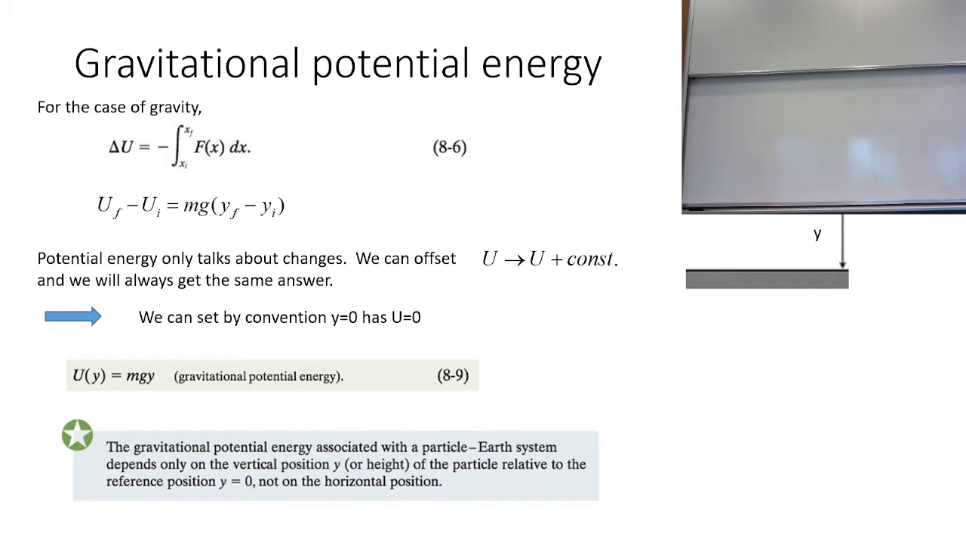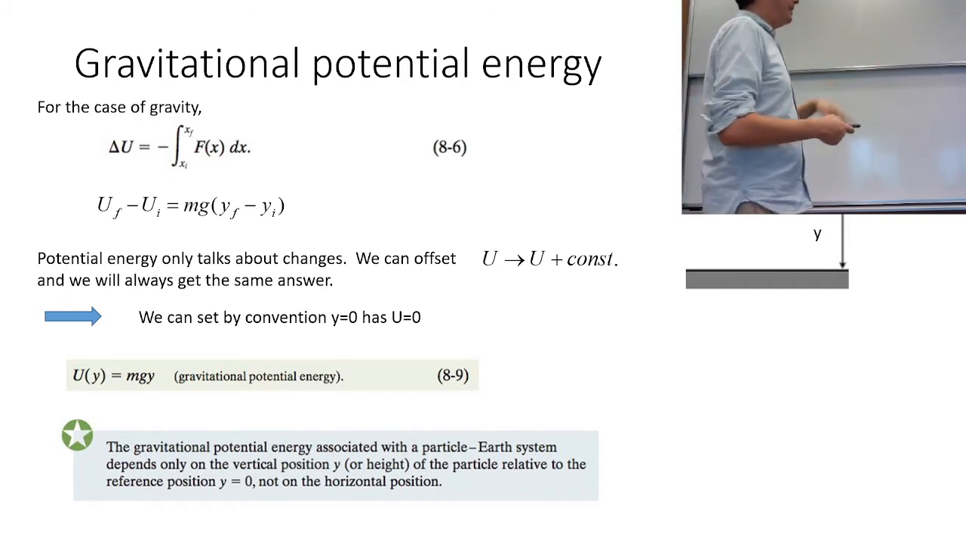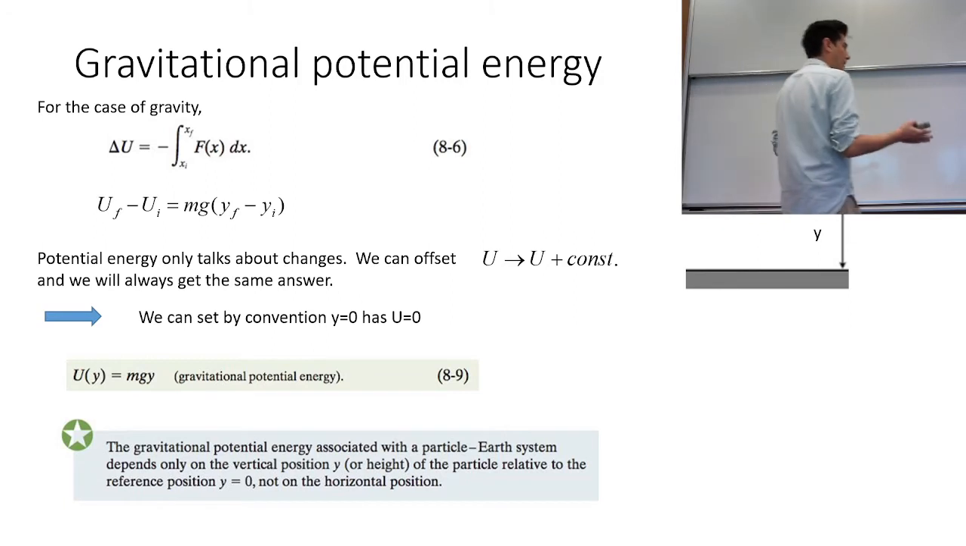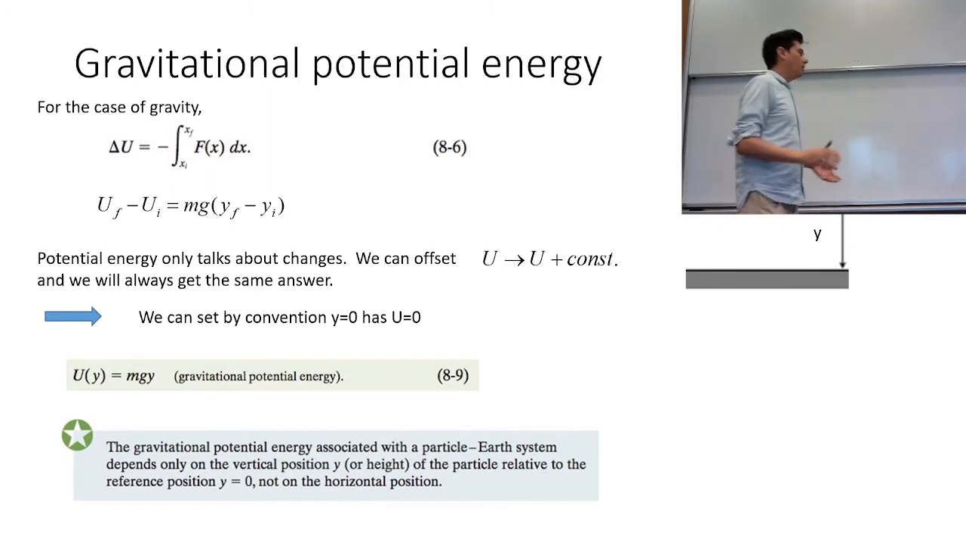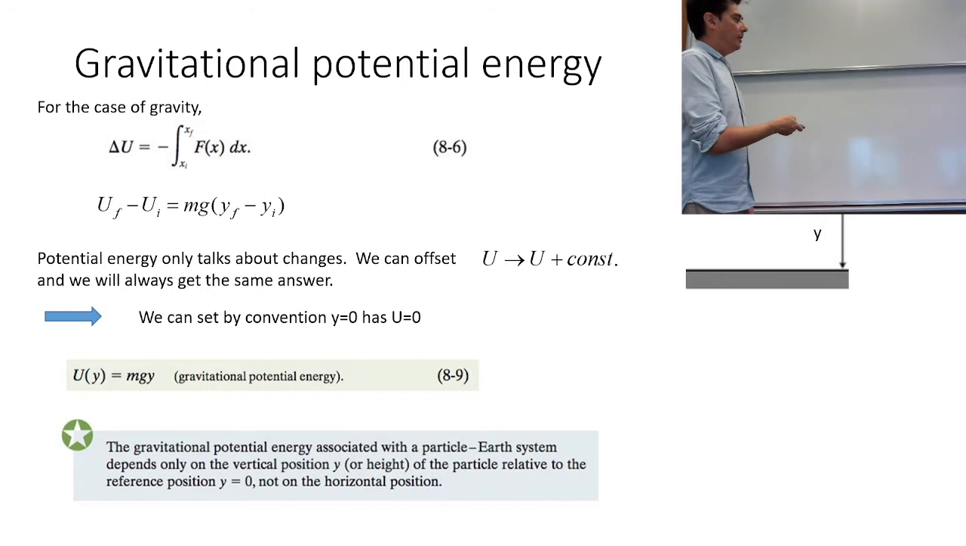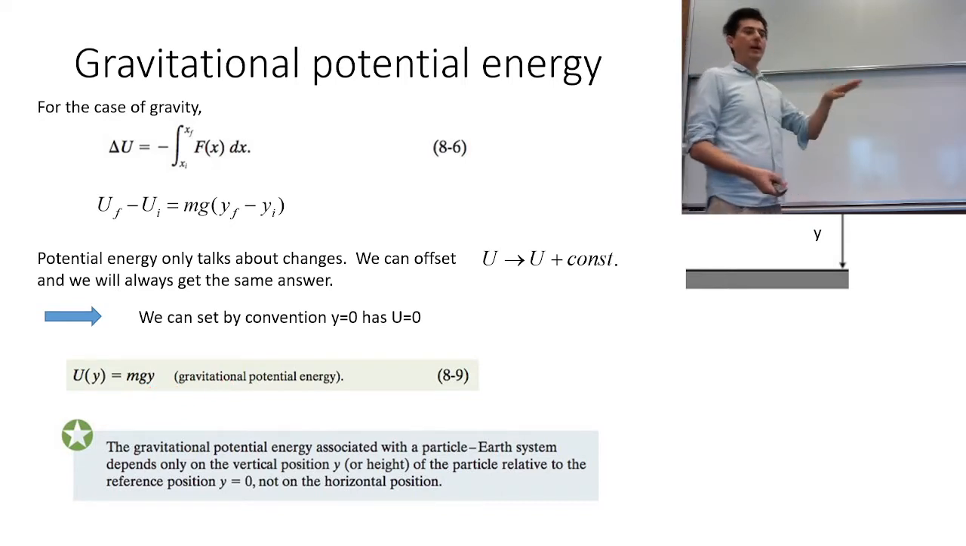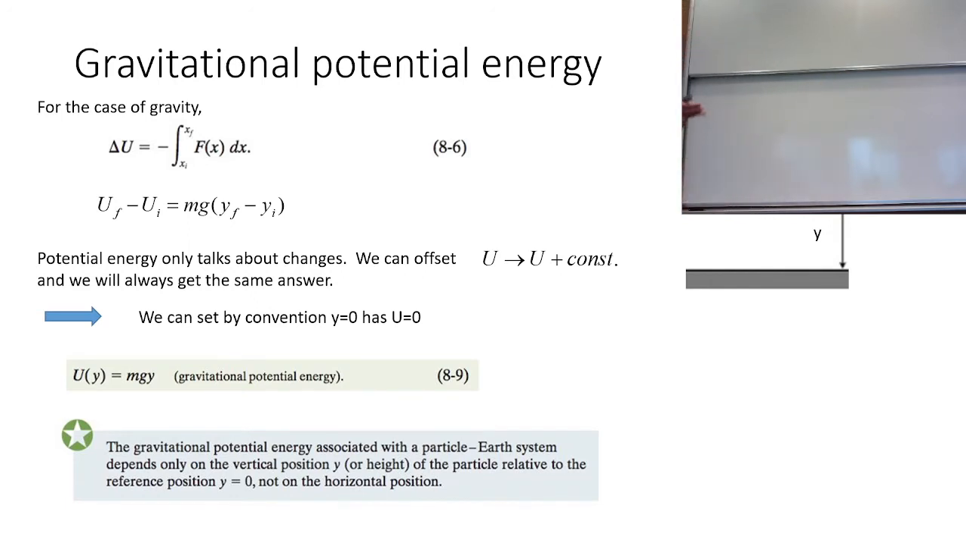So you can just basically choose it by convention, right? You can choose it according to your convenience. It's often chosen such that the potential energy is just 0 when, whatever axis you're using, the y value is 0. So it might be like sea level is defined as 0. But that's kind of an arbitrary choice.